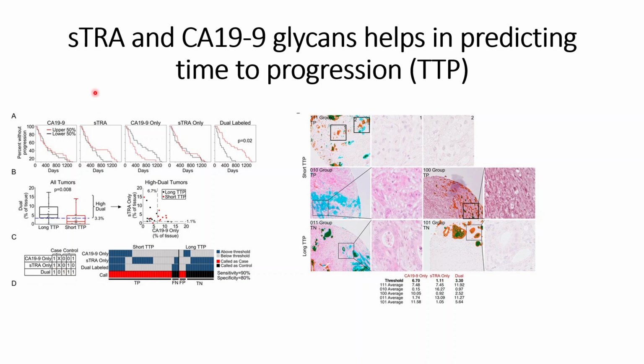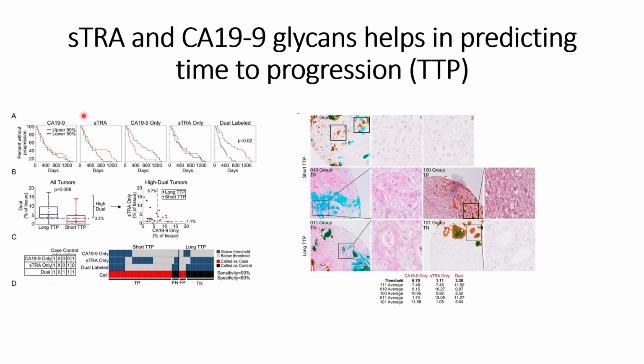Good morning. Today we will discuss the final results presented in the paper that we have been discussing for the past few days. In this paper, they discuss the expression of sTRAs and CA19 glycans to predict the time to progress of the cancer cells within the patients. They have data from 45 patients, and they checked the expression of sTRAs and CA19 levels against the corresponding time to progress that they observed.